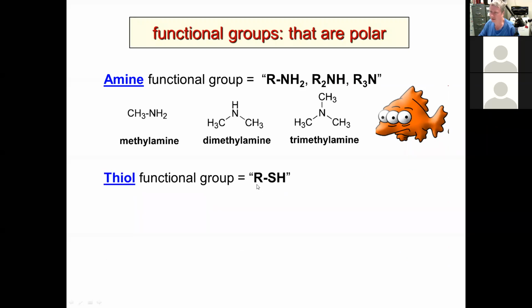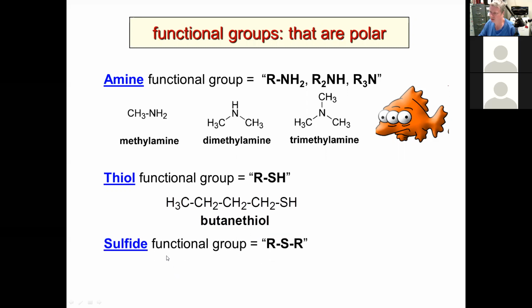Thiols are kind of like an alcohol, but it's SH, right? Alcohol is ROH, thiol is RSH. Butane thiol is 4 carbons SH. Okay, what's the difference between a thiol and a sulfide? A sulfide is RSR. It's kind of like an ether, but with sulfur, right? So this is dimethyl sulfide. It's carbon, sulfur, carbon.